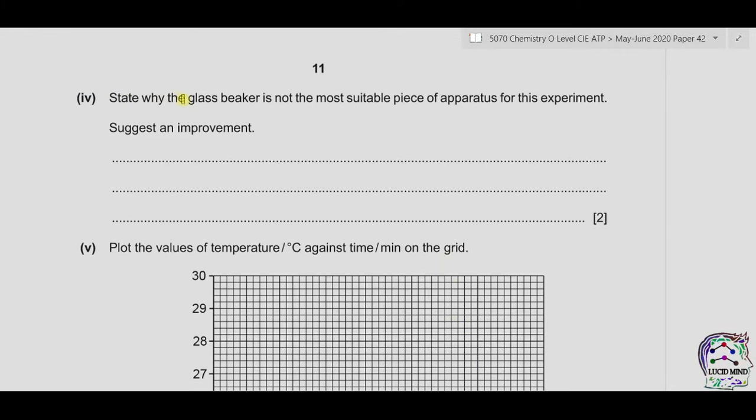Part 4: State why the glass beaker is not the most suitable piece of apparatus for this experiment, and suggest an improvement. In this experiment, the student is measuring the temperature, so glass is not a good insulator. The student can use a polystyrene cup instead of glass.